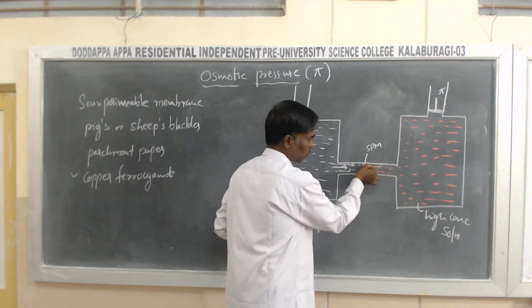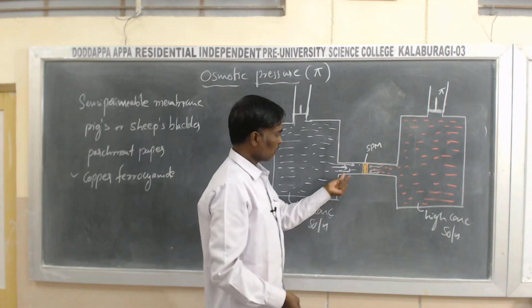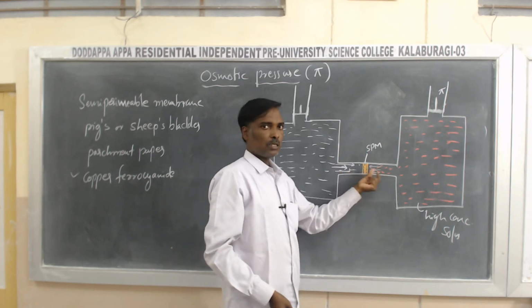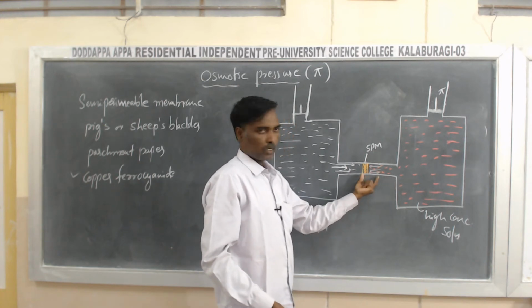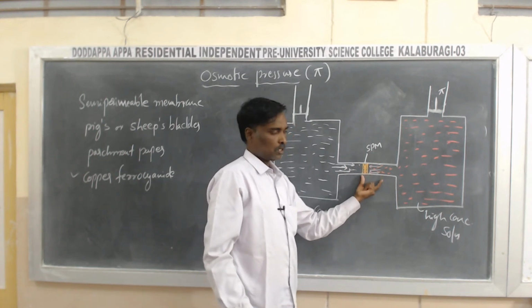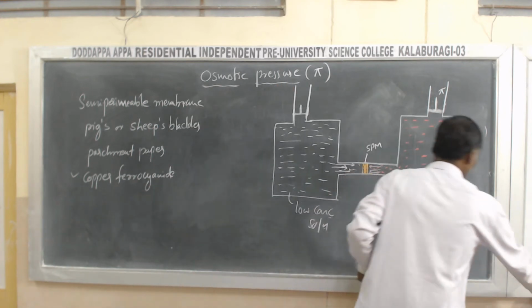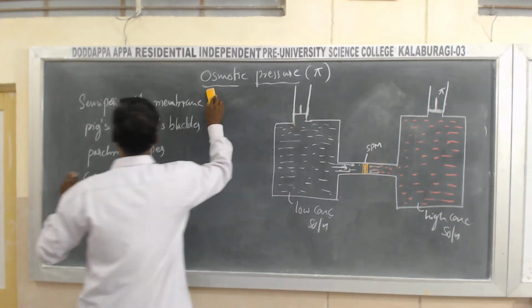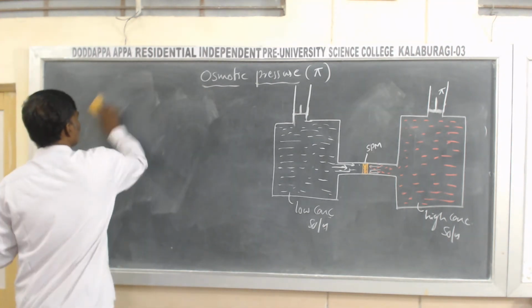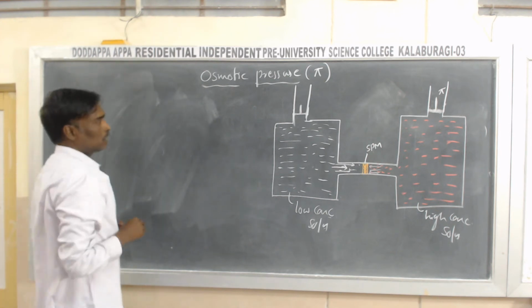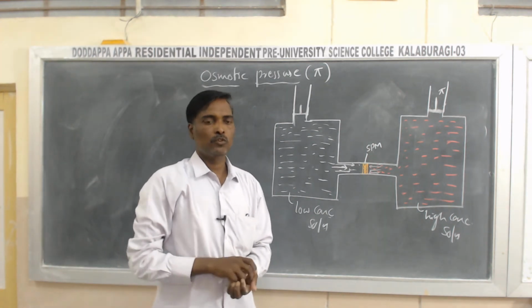Here the molecules exert a pressure on the semi-permeable membrane, then the flow of the solvent molecules from low concentrated to high concentrated is stopped. So it stops the osmosis, and that pressure is the osmotic pressure. Now, this osmotic pressure depends on two factors: one is the temperature and the other is the concentration of the solution.